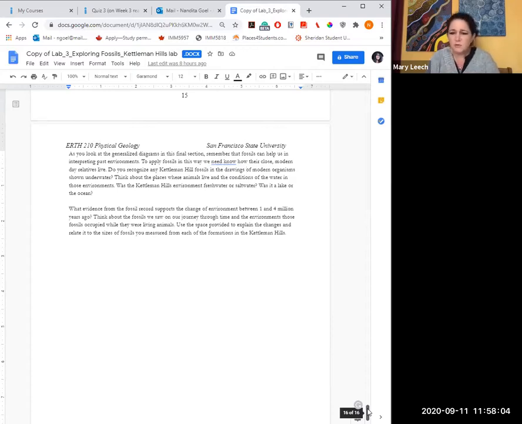You find gastropods, you find snails at the beach, you find sand dollars at the beach. So you know that they're relatively shallow water, but some of those animals like to live in deeper water environments too. So that's what it's talking about.